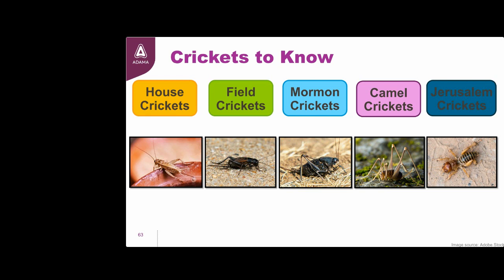Next, we have Mormon crickets. Mormon crickets are technically not a cricket. They are short-winged, shield-backed katydids. They look like a fat grasshopper. They're native to the western United States, and they're non-flying, ground-dwelling crickets.